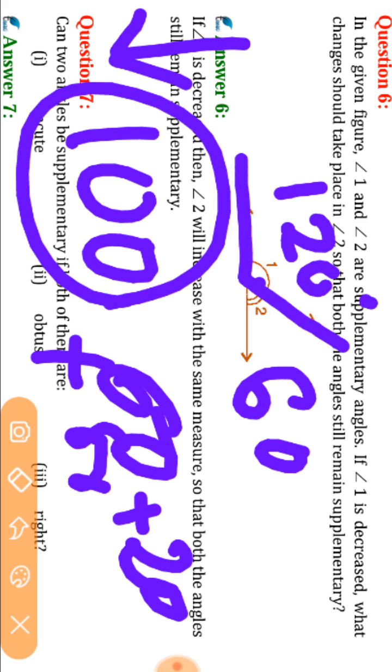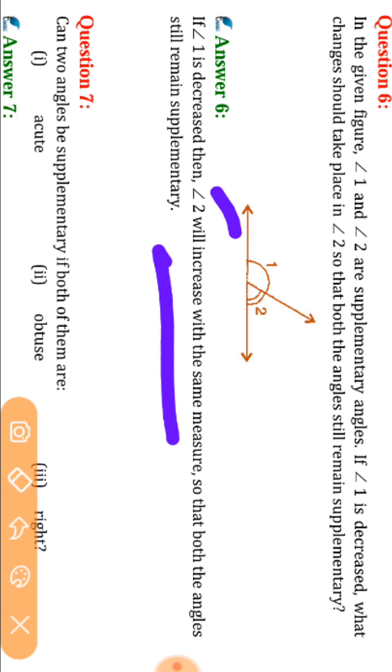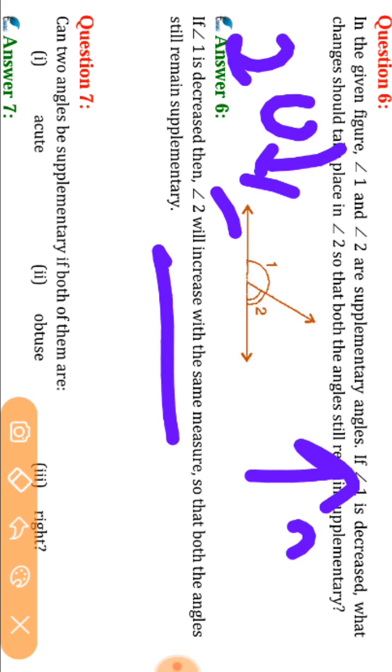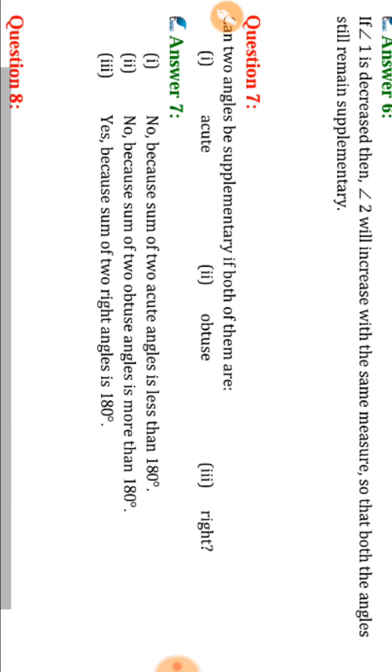So if angle 1 is decreasing, angle 2 should increase. Okay, so here angle 1 decreased, then angle 2 increases by the same measure. If it is 20 decreasing, it should be 20 increase. Okay, so the same measure, so that both angles still remain supplementary.